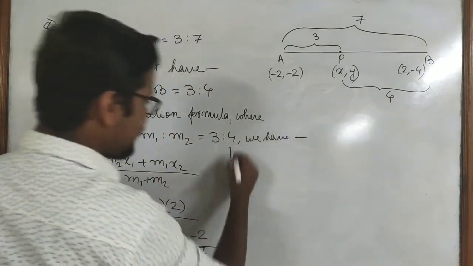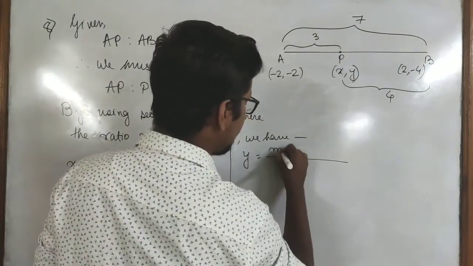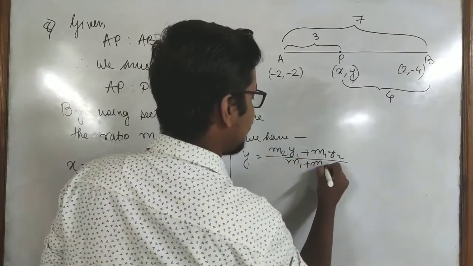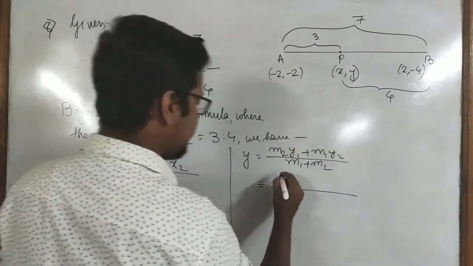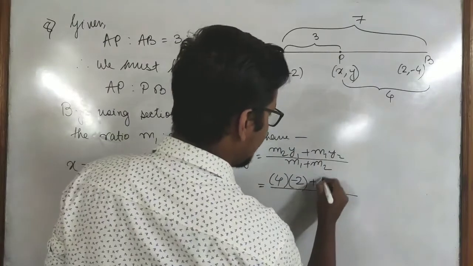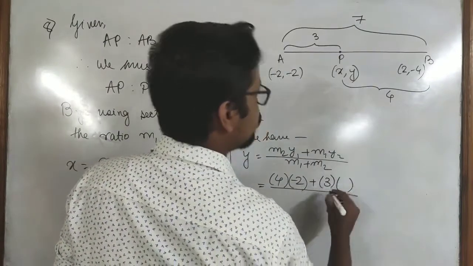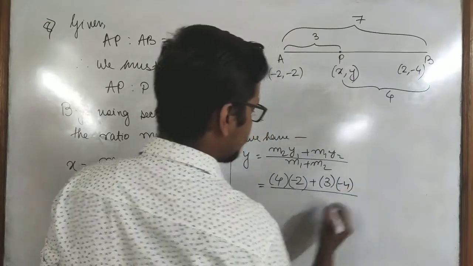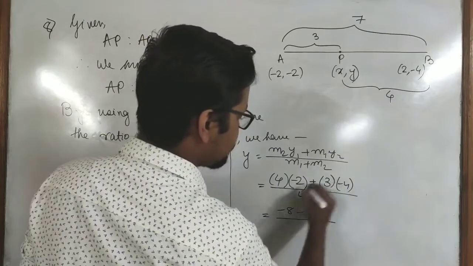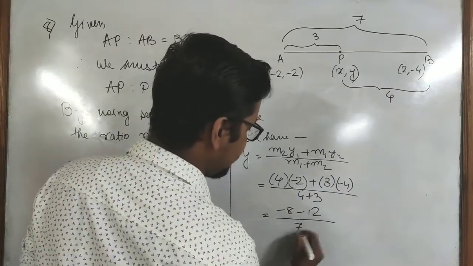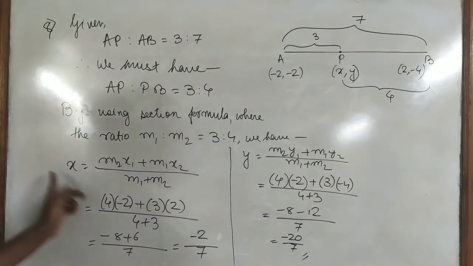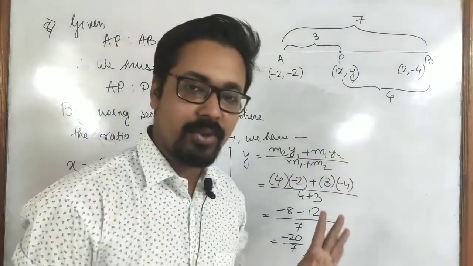Now let us try to find out y. y will be equal to m2 y1 plus m1 y2 by m1 plus m2. In the similar way, we can write here 4. y1 is this one, -2 plus m1 is 3 into y2 is -4 by 4 plus 3. So we have -8 here, plus minus minus, 3 fours are 12, and we have 7 here. So it is -20 by 7, and hence we have found the value. x is -2 by 7 and y is -20 by 7.